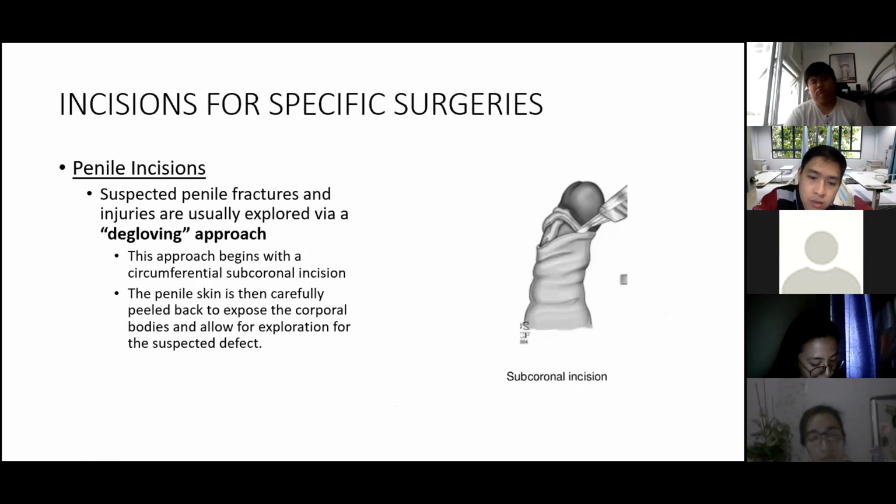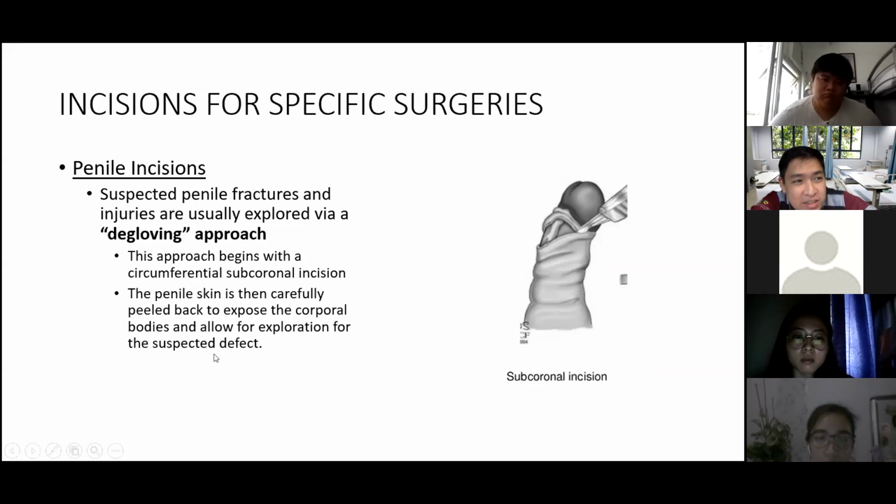Next, for penile fractures and injuries, usually these injuries are explored via the gloving approach. This approach begins with a circumferential subcoronal incision, and the penile skin is then carefully peeled back to expose the corporal bodies and allow for exploration for a suspected defect. The direct longitudinal incision might become more popular compared with the gloving approach.